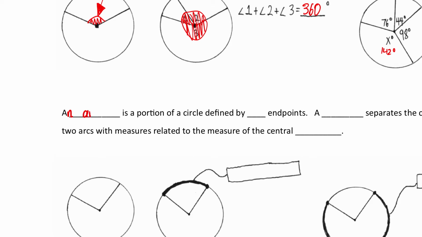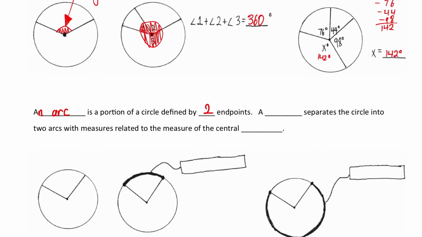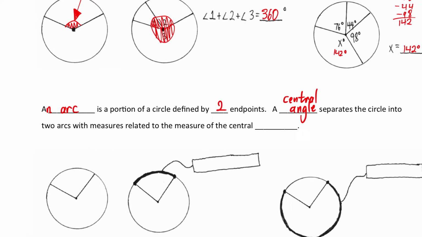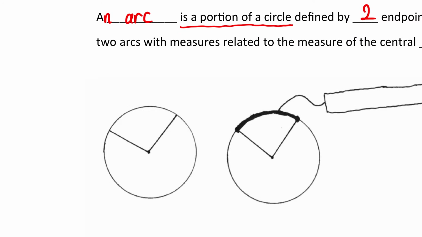All right, this should say an arc is a portion of a circle defined by 2 endpoints. A central angle separates the circle into 2 arcs with measures related to the measure of the central angle. So an arc is a portion of the outside of the circle, basically a portion of the circumference. From here to here, this is what we call an arc. Going the other way, we could call that an arc also. It's just a piece of the outside of a circle.